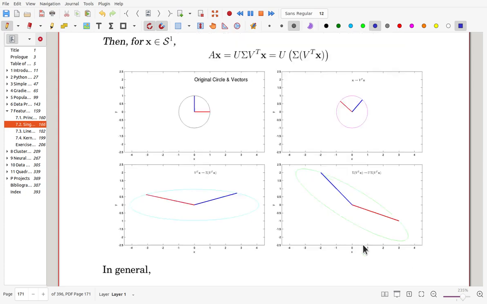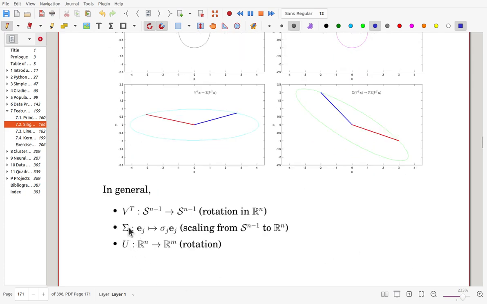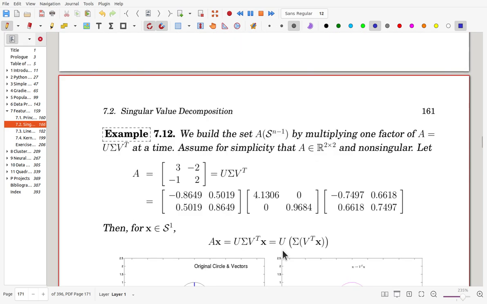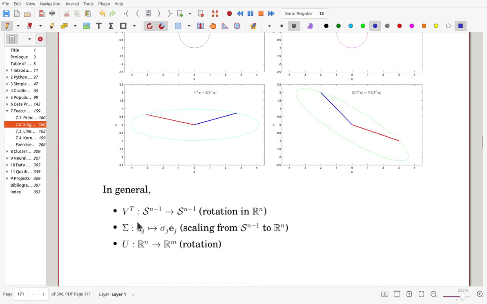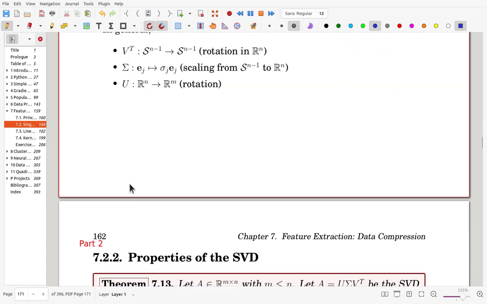So here, in general, V transpose is a rotation, sigma is a scaling, and then U is again a rotation. For the singular value decomposition, each component acts as a rotation matrix, a scaling matrix, and then again a rotation matrix. Okay, that's the end of part 1, and we'll continue in the second part. Thank you.